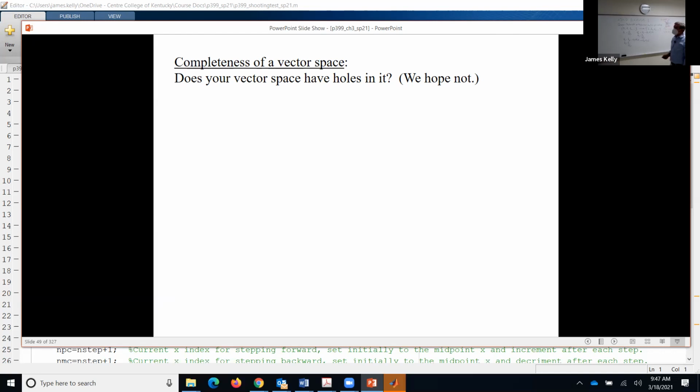Okay, so we're going to define something now that's the same words getting recycled here, but actually means something quite different. We talked about the completeness of a collection of vectors within a vector space, and now we're going to develop the idea of completeness of a vector space itself. And this is a little bit subtle. It's an analysis concept, something you might talk about if you ever take the real analysis course here at Centre College.